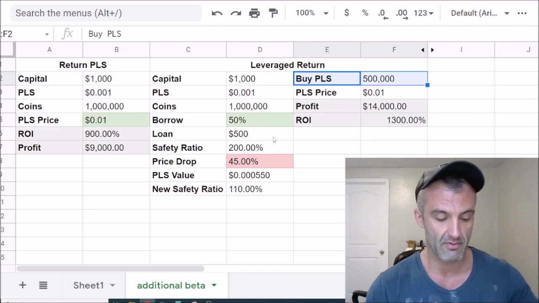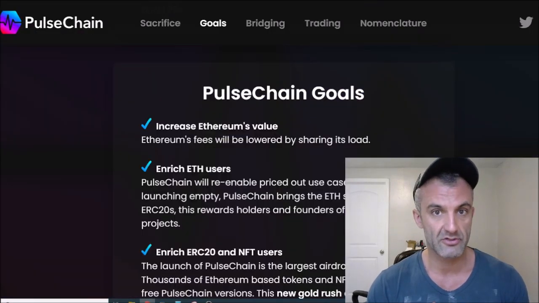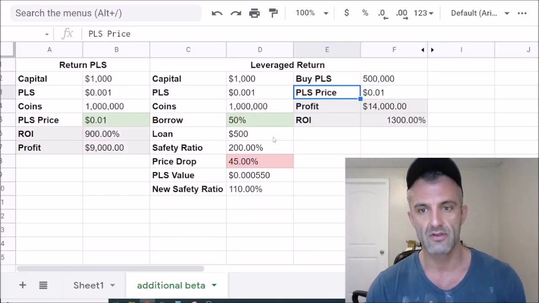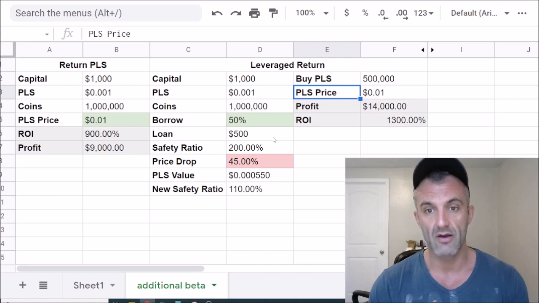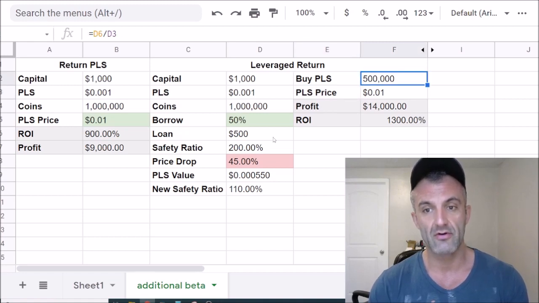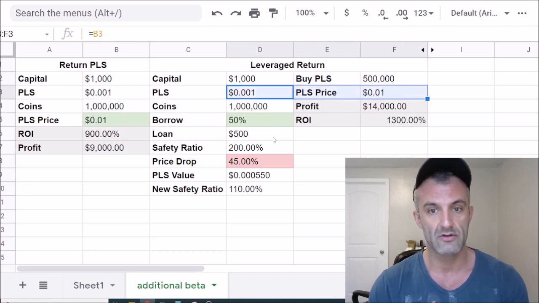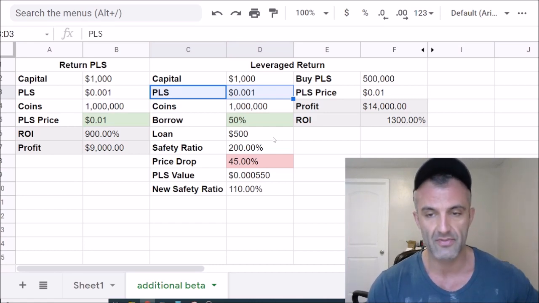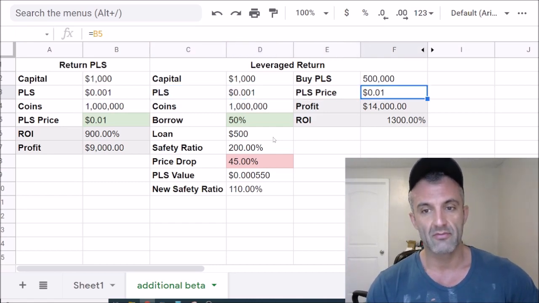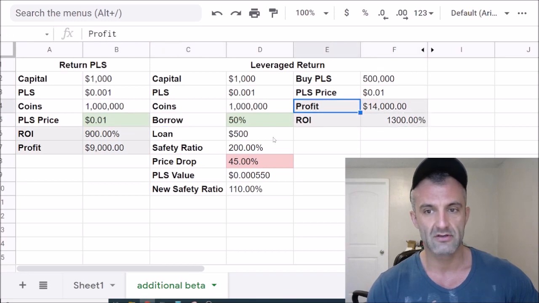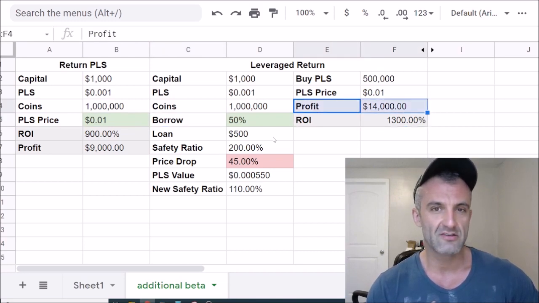Now let's assume in this example we're going to buy more Pulse with the $500, because we're bullish on Pulse. If you're bullish on Pulse, you can do this to amplify your returns. We're going to buy 500 additional Pulse with the $500 at this price, because we're taking it out when the price is this much. And let's assume the price goes up to 1 cent, as we did over here. When that happens, your profit is now 14,000.